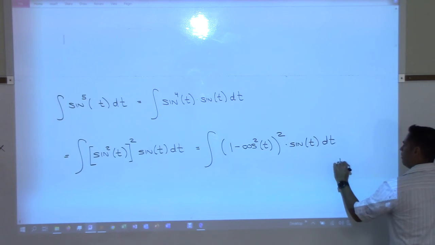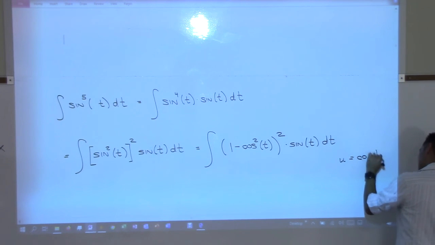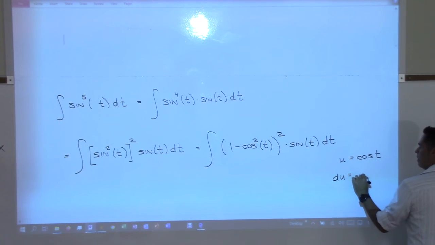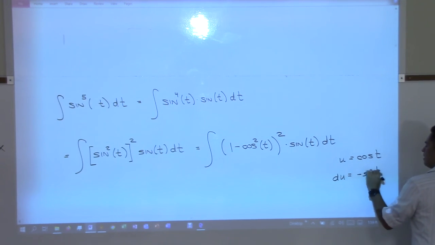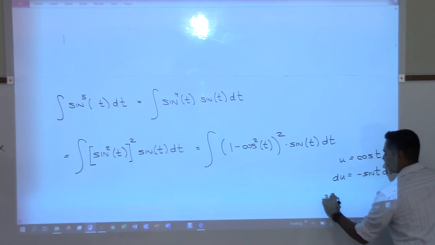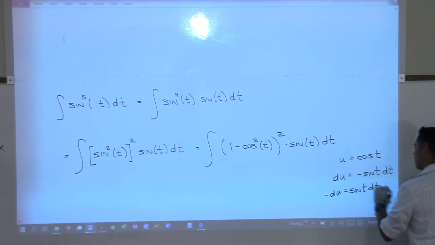Okay. We make the same substitution, right? U here will be what? Cosine of t. And the derivative of that will be negative sine t dt. We don't have negative sine t. We have positive sine t. So we scale both sides by -1. And now we can rewrite.